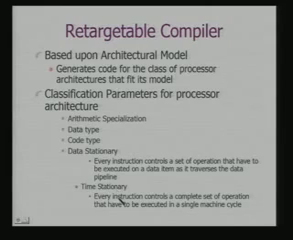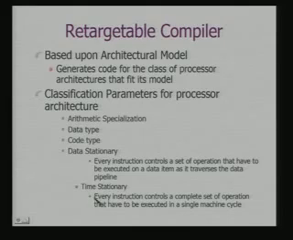Time stationary is where every instruction controls a complete set of operations that have to be executed in a single machine cycle. Now please try to understand the difference between the two. Data stationary is where every instruction controls a set of operations that have to be executed on a data item as it traverses a data pipeline. Okay, so there is a data pipeline, the data traverses, and you are talking about the set of operations to be executed on the data path. Time stationary controls a complete set of operations that have to be executed in a single machine cycle.